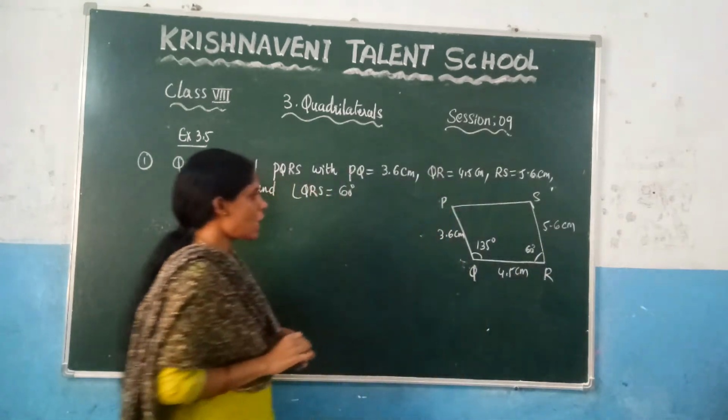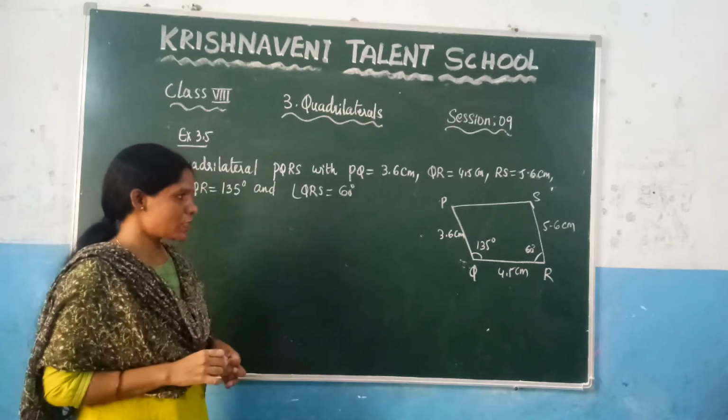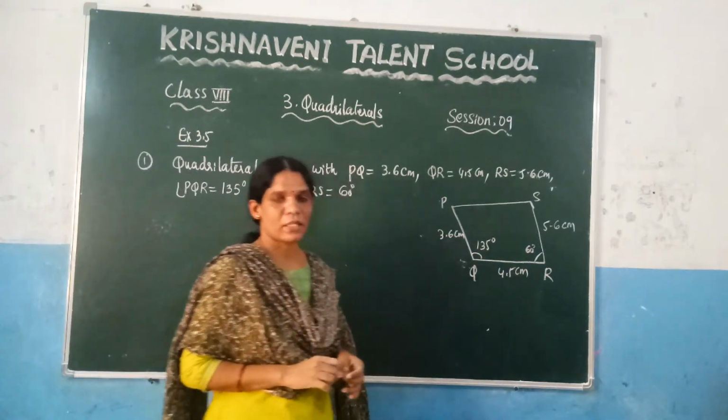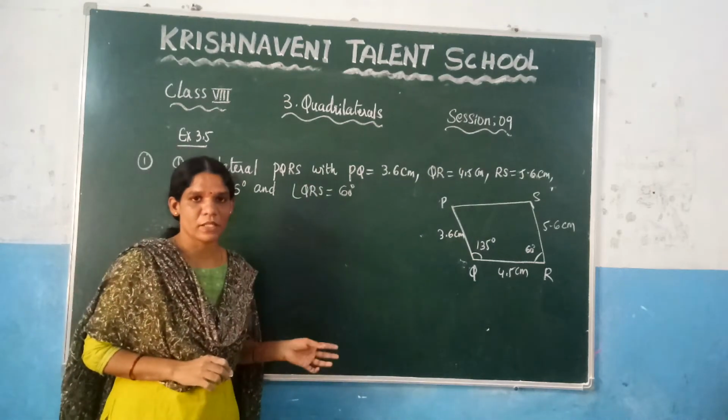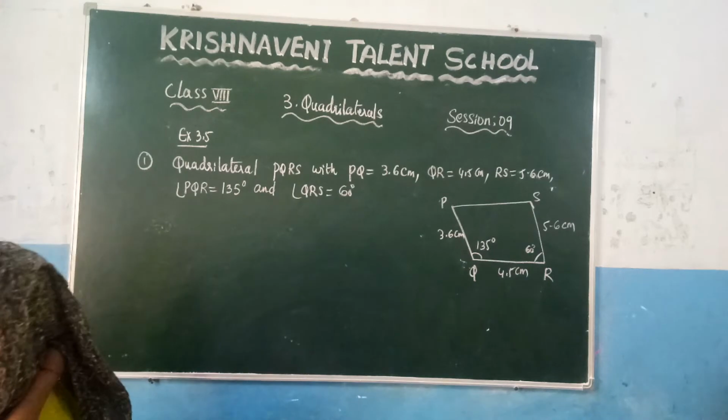Now, how do we draw this quadrilateral? You can observe that they have given 2 angles and 3 sides. By using these measurements, let us learn how to construct the quadrilateral.